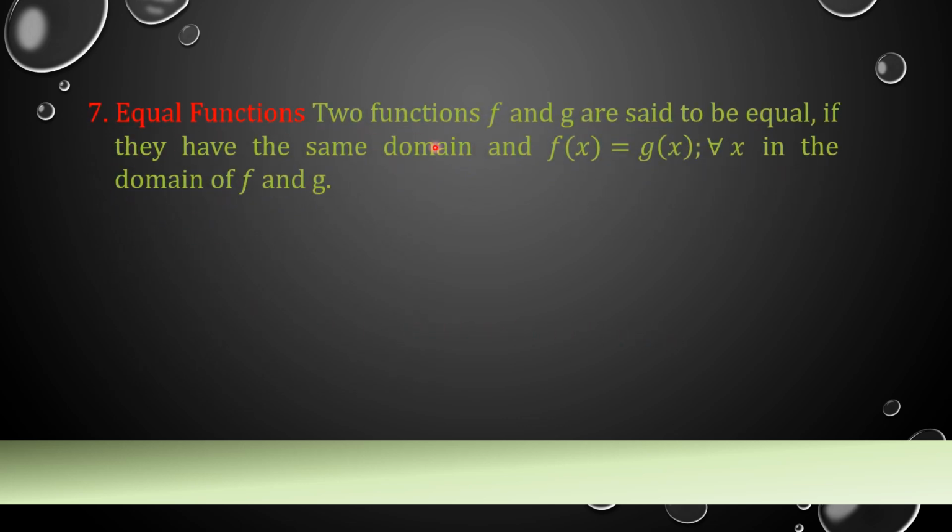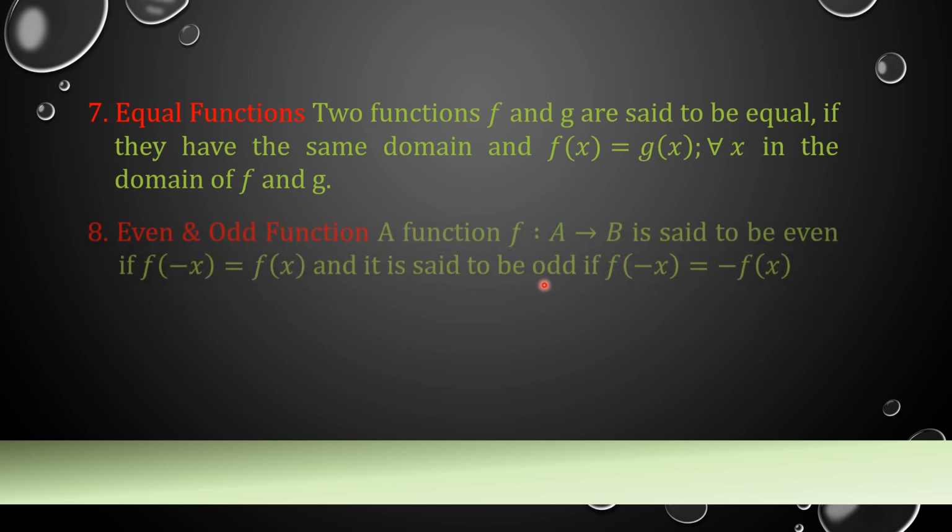Now you see equal function. Equal function means two functions f and g are said to be equal. These two functions are equal. First condition is that their domain must be equal. You see here, it's said to be equal if they have the same domain. And the second condition is f(x) is equal to g(x), meaning the ranges are also equal. Then the two functions are called equal functions.